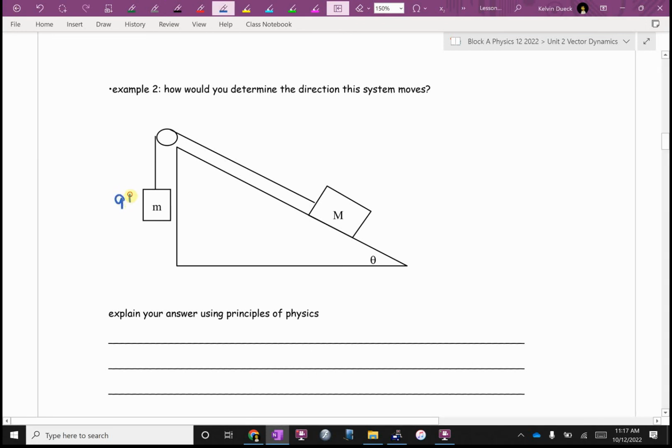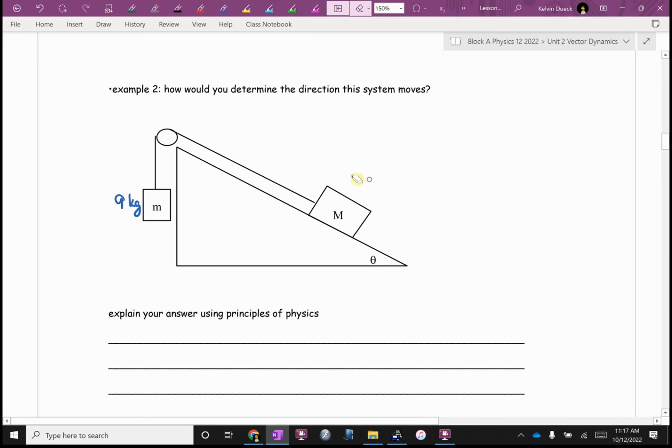This is 9 kilograms, and this is 1 kilogram. It seems to me that 9 kilograms dangling straight down is going to easily pull the 1 kilogram up the ramp. But what if this was 10 kilograms? What if there was also friction? I need to figure out which way friction was going to point. How can I figure out which way this system is going to accelerate?